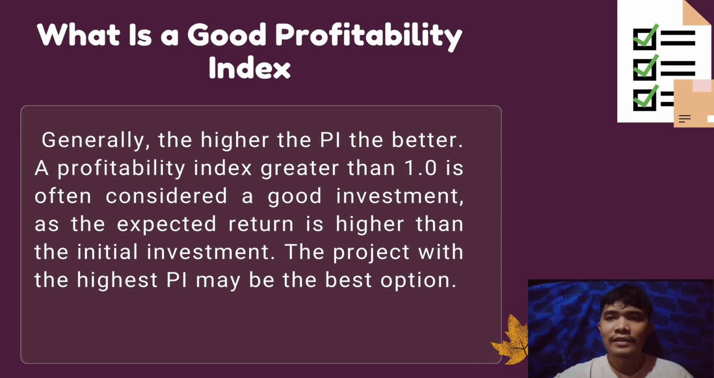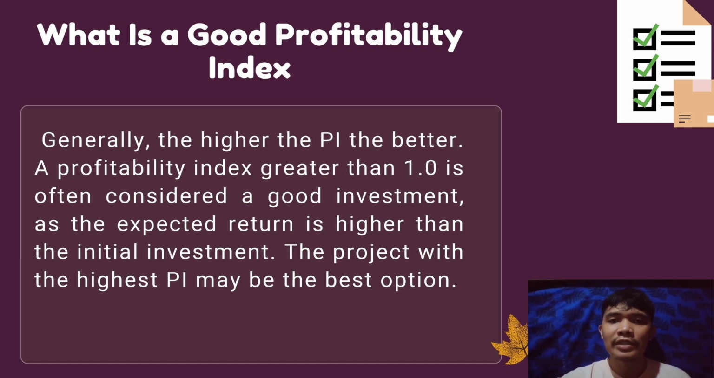What is a good profitability index? Generally, the higher the PI, the better. A profitability index greater than 1.0 is often considered a good investment, as the expected return is higher than the initial investment. The project with the highest PI may be the best.